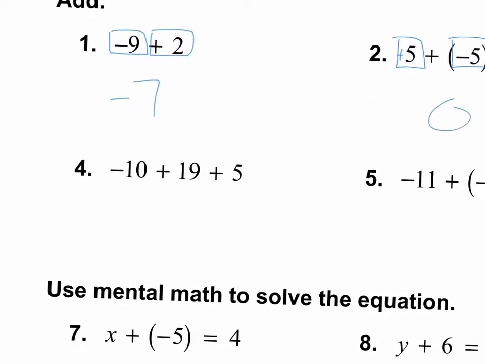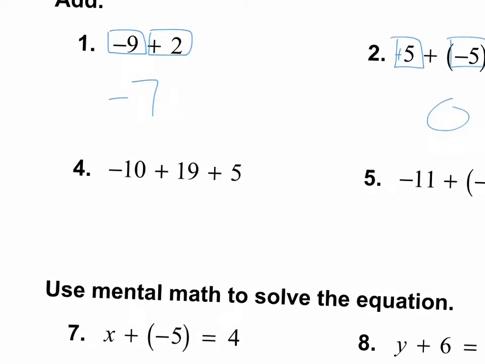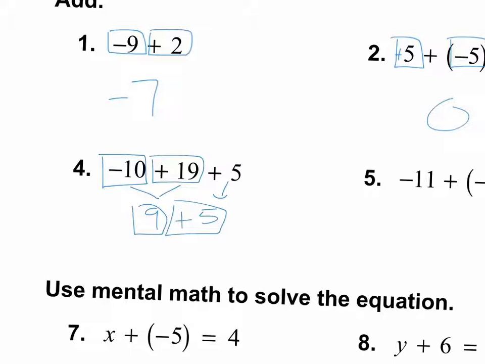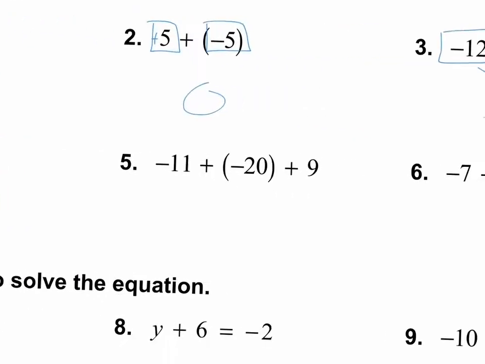Okay, so when there's 3 numbers, just go left to right, just like a normal problem. So left to right, -10, positive 19. Opposite signs or different signs, we subtract. So 19 minus 10 is 9, and 19 is bigger, so I keep the positive. And I'm just going to drop down this 5 here. Now I have a positive 9, positive 5. Same signs, we combine, so 9 plus 5 is 14, and they're both positive, so we keep the sign positive too. So my answer is 14 for that one.